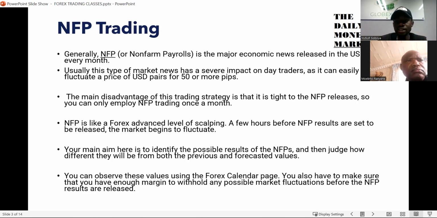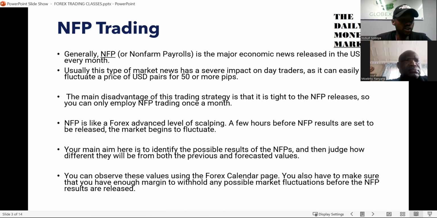When you get on that 2:30 NFP time, when the news is released, you enter. If the market goes in your direction, you will be able to make over 50 to 100 pips. And 50 to 100 pips, if you put a good lot size, it's a lot of money that you can make. Then you close, you wait for another NFP. That's how other advanced people who trade do that.